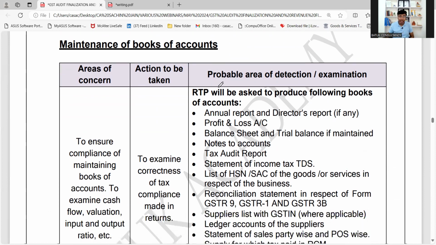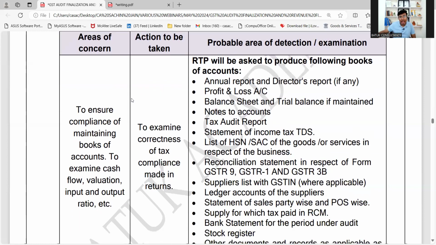तब तक हम लोग discuss करते हैं what type of books of accounts which is required to be maintained by the particular taxpayer. So these are the list, this is the list for the requirement to be maintained the books of accounts. Okay, now annual report and director report, and when you will start the business audit, or when you are going to conclude that particular business audit, at that time also you have to check all these type of documents that the client or the taxpayer has maintained these files or not.